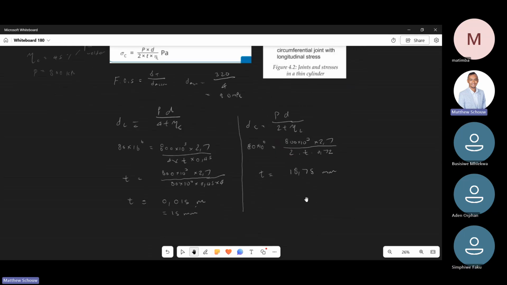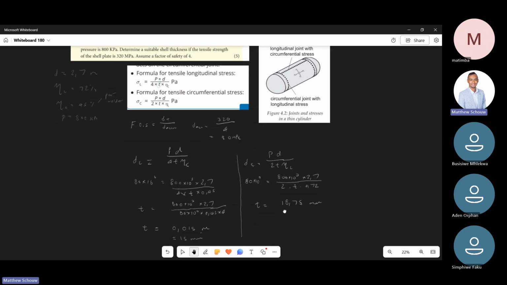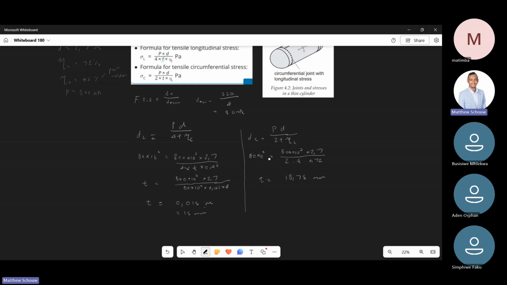Thank you, brother. Okay. So here we've got our 2 plate thicknesses, but it says we must determine a suitable shell thickness. So we only have to choose 1 plate. Which of these plates are you going to choose? And why? So we've done the analysis, but now we need to make a decision, right? So which plate do we choose? Do we choose the 18 mil plate or do we choose the 50 mil plate?